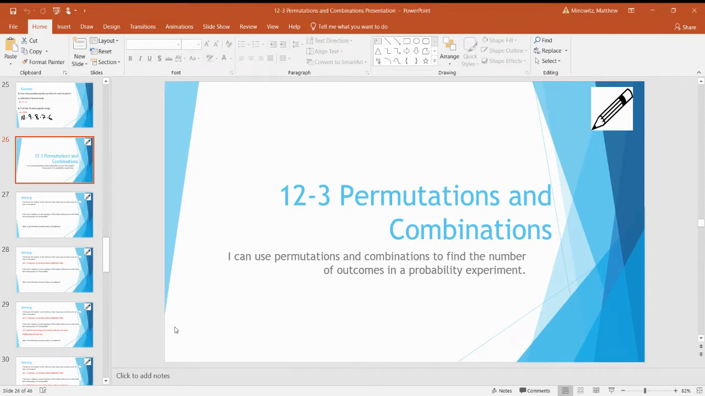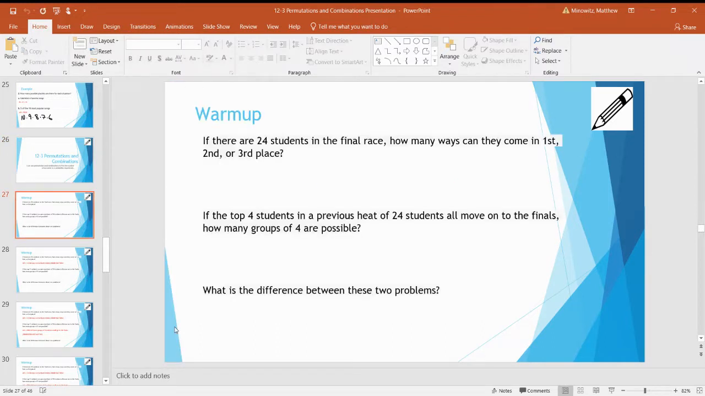Hello, everyone. Welcome back to day 2 of 12-3 Permutations and Combinations. Previously, we learned about permutations, how to count the possibilities, how to count how many choices we have. We learned that if order matters, we're going to use permutations. Today, we're going to learn that if order doesn't matter, we're going to use combinations. Let's start with our warm-up.